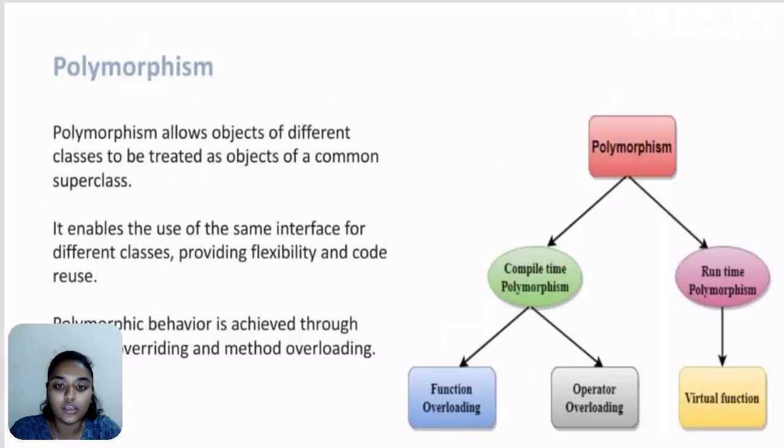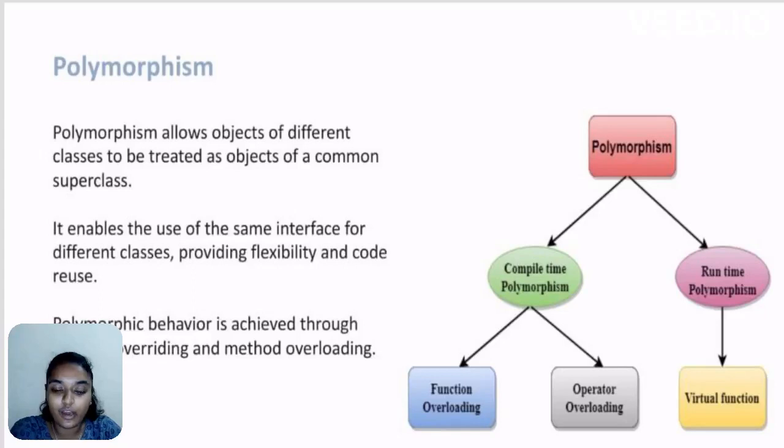Next is polymorphism. Polymorphism allows objects of different classes to be treated as objects of a common superclass. It enables the use of the same interface for different classes, providing flexibility and code reuse. Polymorphic behavior is achieved through method overriding and method overloading.